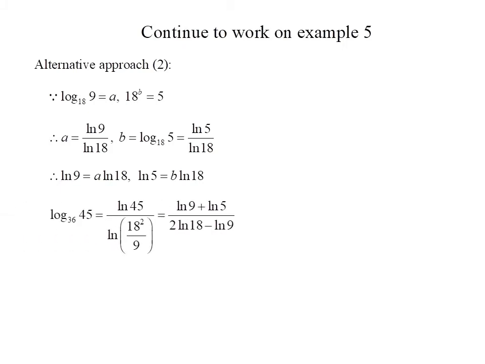So, logarithm base 36 of 45 can be simplified to the quotient of the sum of natural logarithm of 9 and natural logarithm of 5 to the result of 2 times natural logarithm of 18 subtracted by natural logarithm of 9. Hence, the logarithm base 36 of 45 equals the quotient of the sum of A and B to the result of 2 subtracted by A.